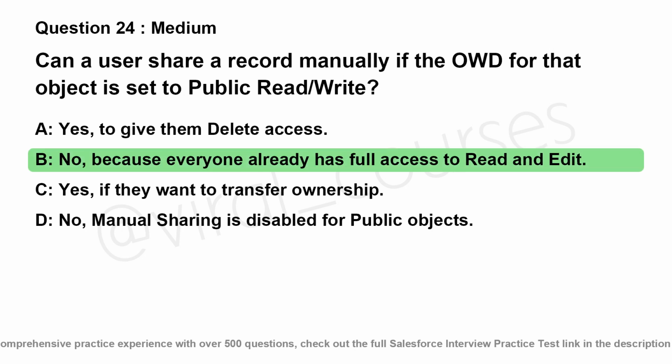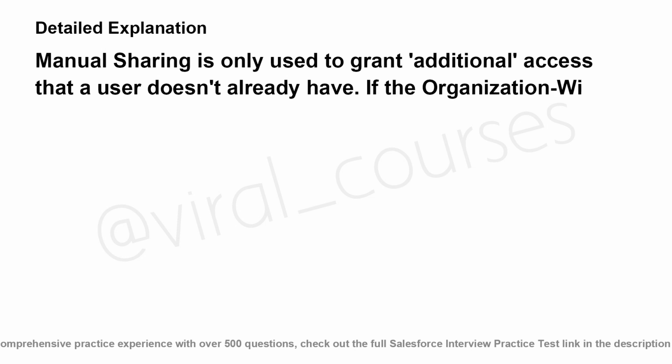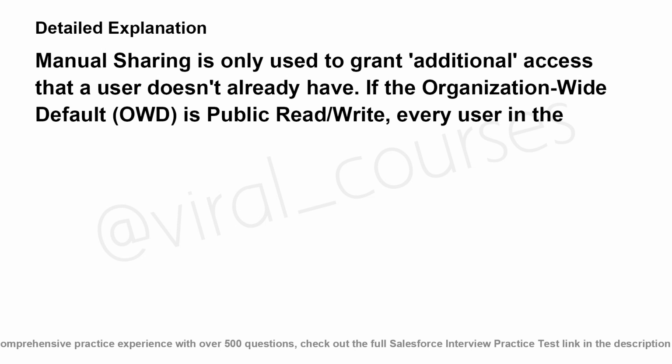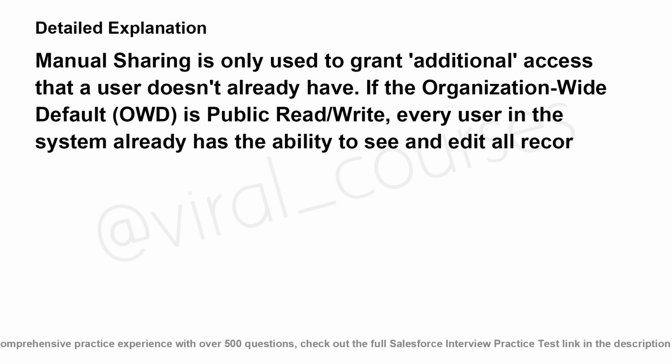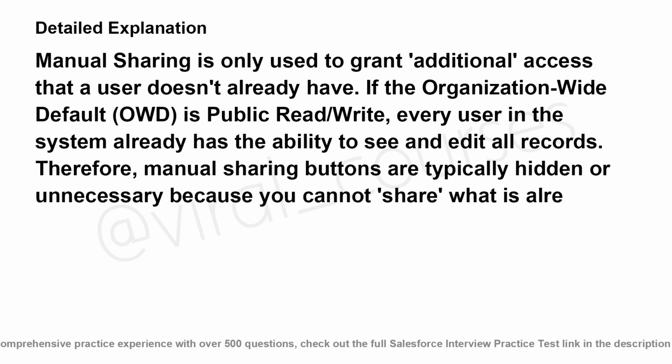The correct answer is B. Manual sharing is only used to grant additional access that a user doesn't already have. If the organization-wide default is public read, write, every user in the system already has the ability to see and edit all records. Therefore, manual sharing buttons are typically hidden or unnecessary because you cannot share what is already fully available.